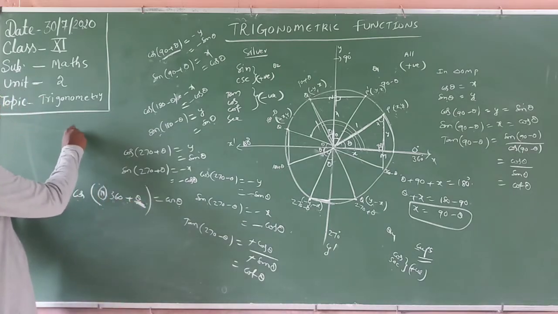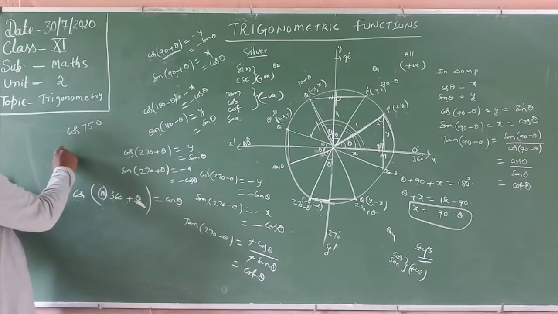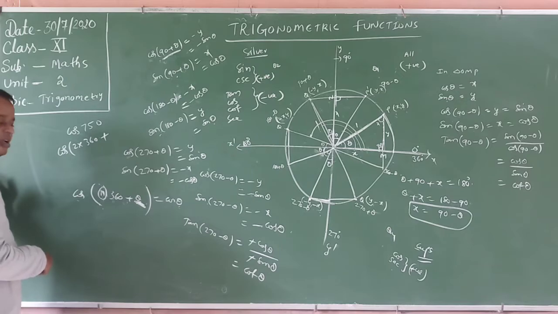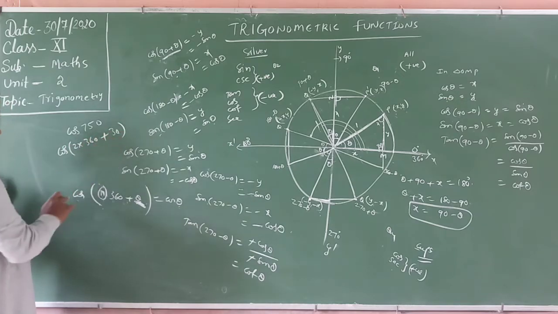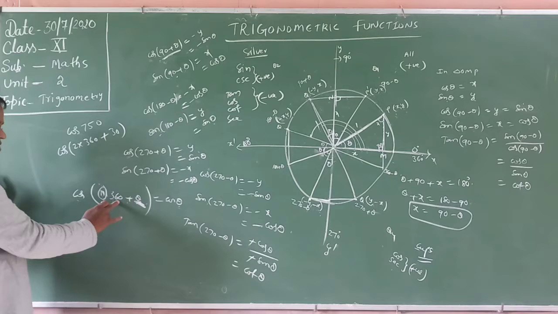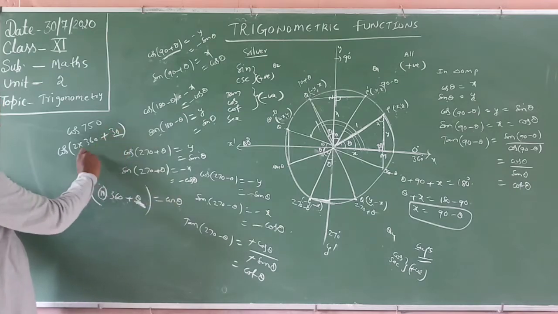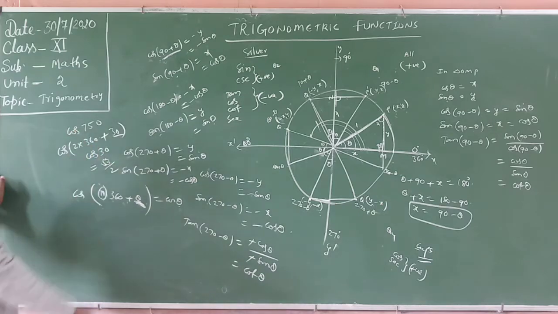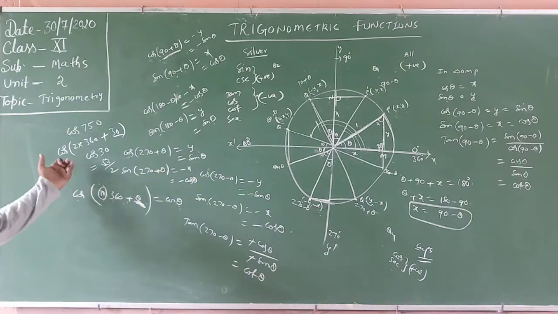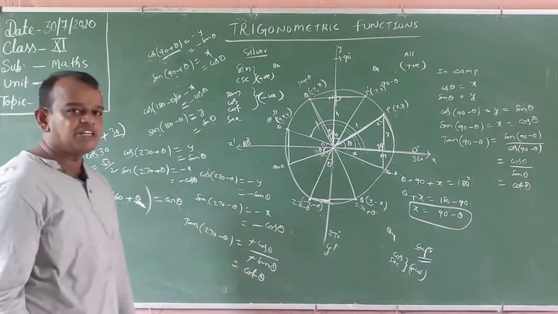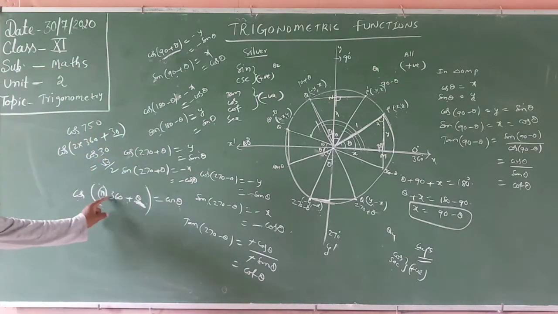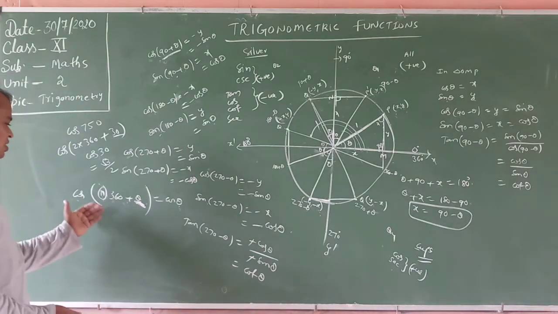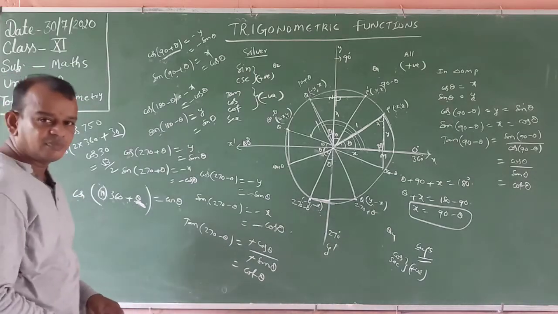Suppose cos 750, I write cos of 2 into 360 plus 30, that is 720 plus 30. Observe that cos of n into 360 plus theta equals cos theta, so this equals cos 30. Cos 30 is how much? Root 3 by 2. Understood or not? Each and every one, you remember how to write cos of n into 360 plus theta, where n is a positive integer, 2 or 3 or whatever it may be. Say yes or no?